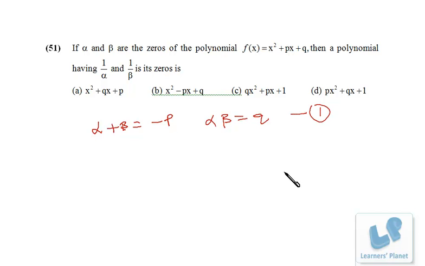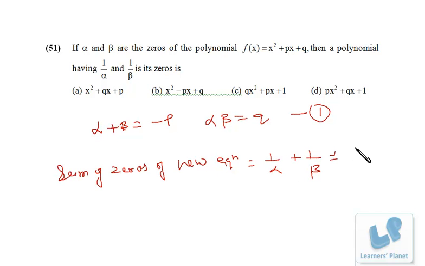Now we have to find out the quadratic equation whose zeros are this, right? That means 1 upon alpha and 1 upon beta, right? So the sum of zeros of the new equation will be 1 upon alpha plus 1 upon beta, right? So that's alpha plus beta upon alpha beta. So I can put the value of alpha plus beta and alpha beta over here. So it's minus p by q, right? So the sum of zeros of the new quadratic equation is minus p by q that we got, right?